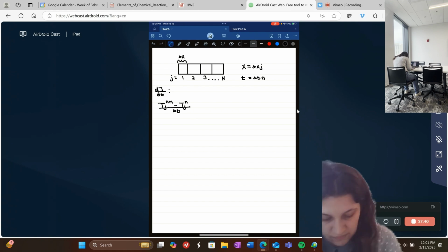Now next we have that second derivative, so we have d²T over dx².